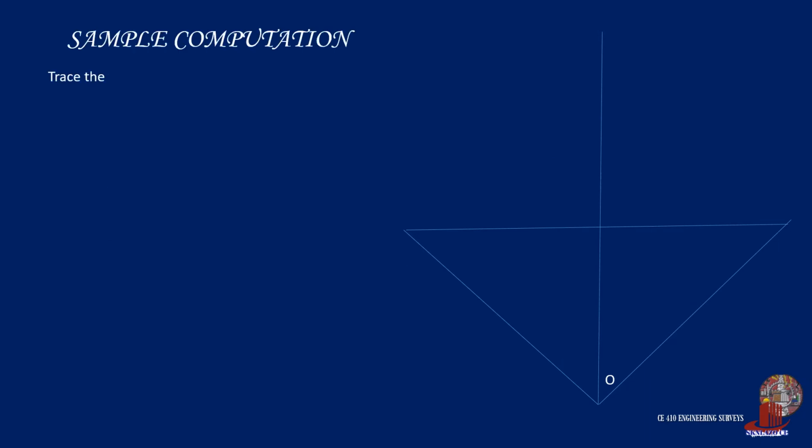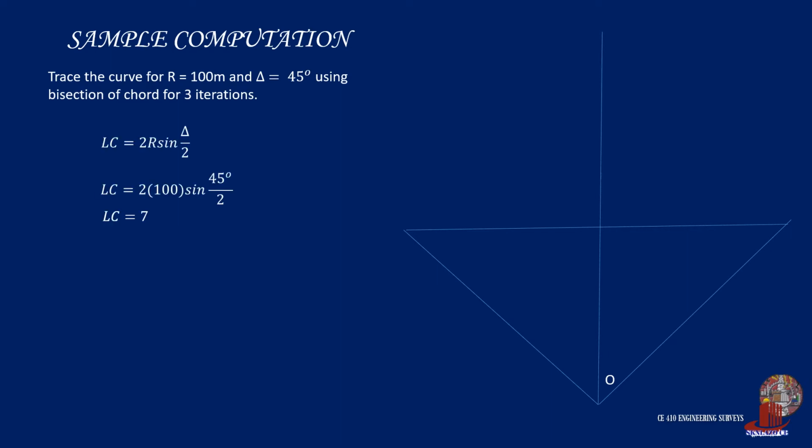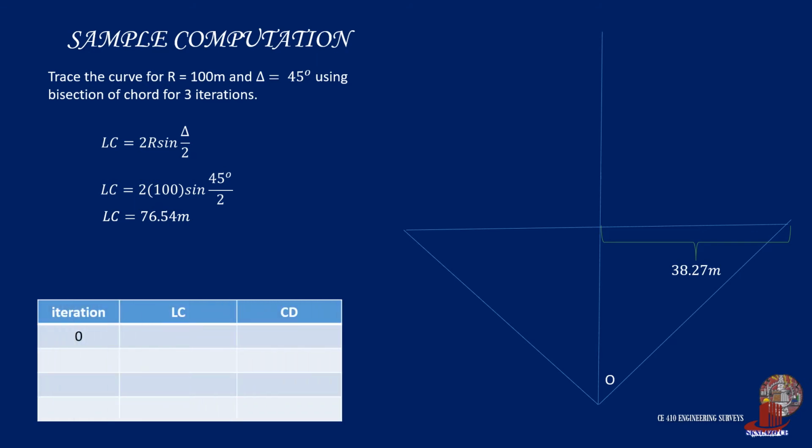Take the sample computation. Trace a curve for R given as 100 meters and the central angle delta as 45 degrees using bisection of chord for 3 iterations. We start with finding the long chord using the given radius and central angle. With the long chord known as 76.54 meters, take the midpoint and locate the offset with the formula CD is equal to R times 1 minus cosine of half of delta. And by plugging the given values, CD is taken as 7.6120.